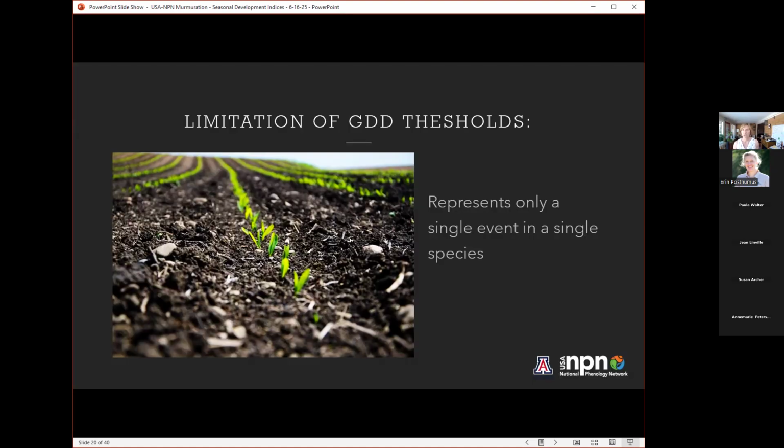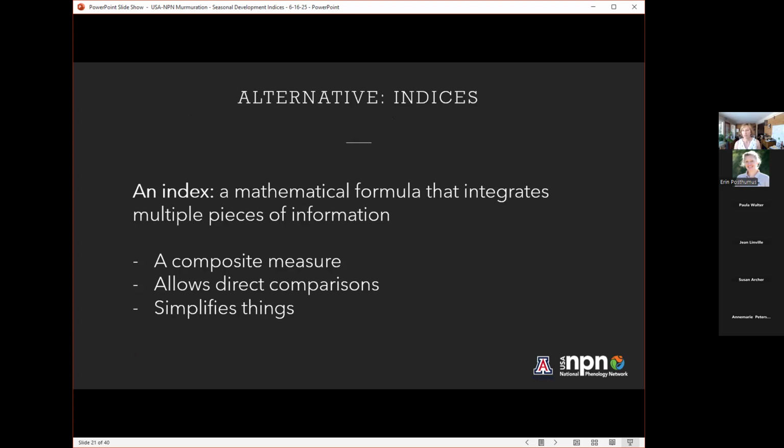We have some other maps that are mostly insects, but there are growing degree day thresholds for many other things like flowering in Vanhoutte spirea. But it's always just a single event in a single species. There's an alternative, though, if you really want to tell a more comprehensive story about what is happening, and that is to use an index.